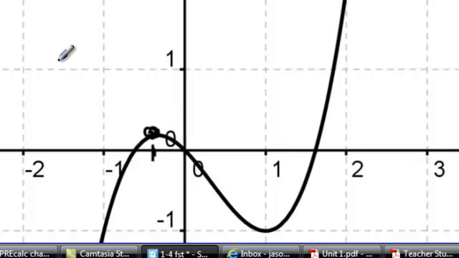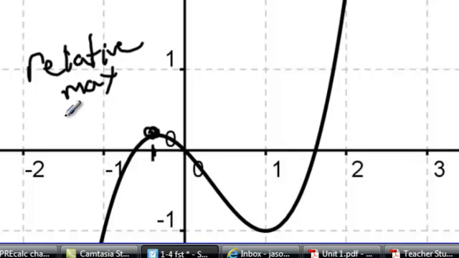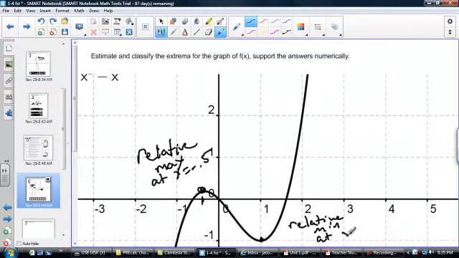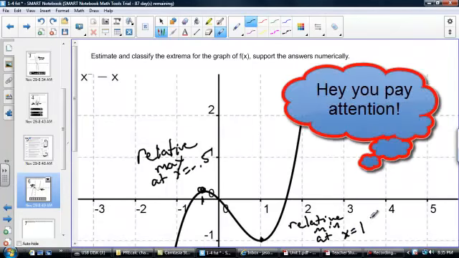So relative max at x equal to negative 0.5. And then right here I have a relative minimum. So I'm going to say relative minimum at x equal to 1. Now I have to support this numerically.